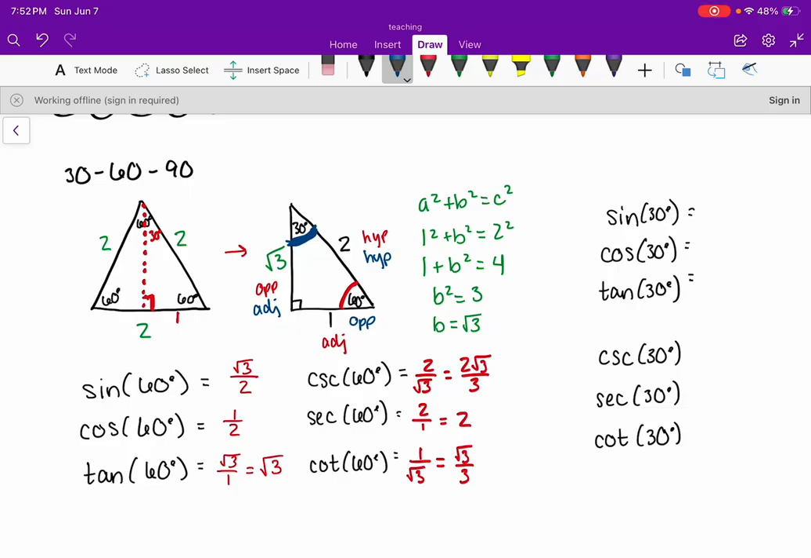Remember, sine is opposite over hypotenuse. So my opposite side here is 1. My hypotenuse is 2. Cosine is adjacent over hypotenuse, so that'll be square root 3 over 2. Remember, the opposite and adjacent sides are just based off of where your angle is. So that's why they're a little different now that we're looking at a different angle. Tangent of 30 degrees would be 1 over square root 3.